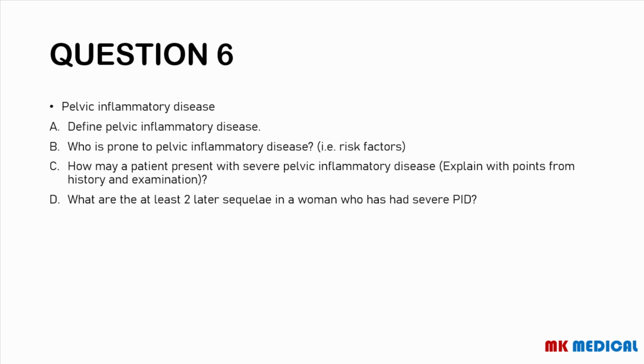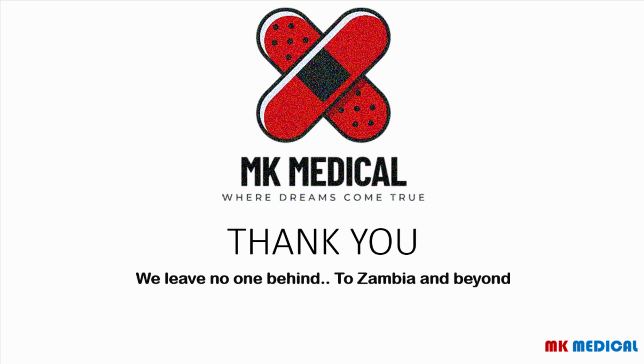Then what are at least 2 later sequelae in women who have had severe PID? So they may have a tubo-ovarian abscess, they may also have chronic PID, which may lead to infertility and ectopic pregnancies in future.